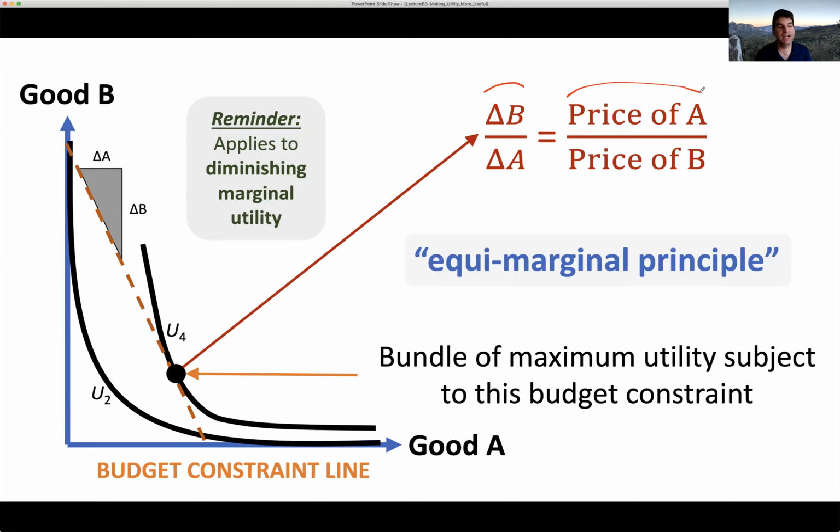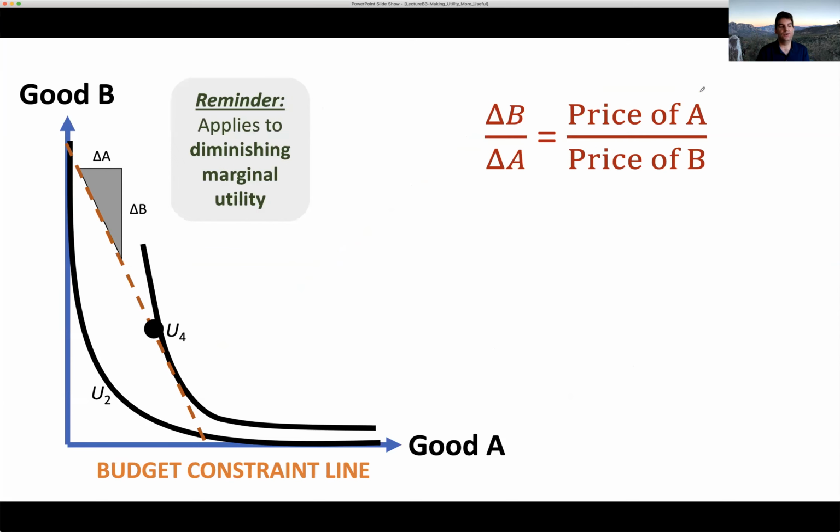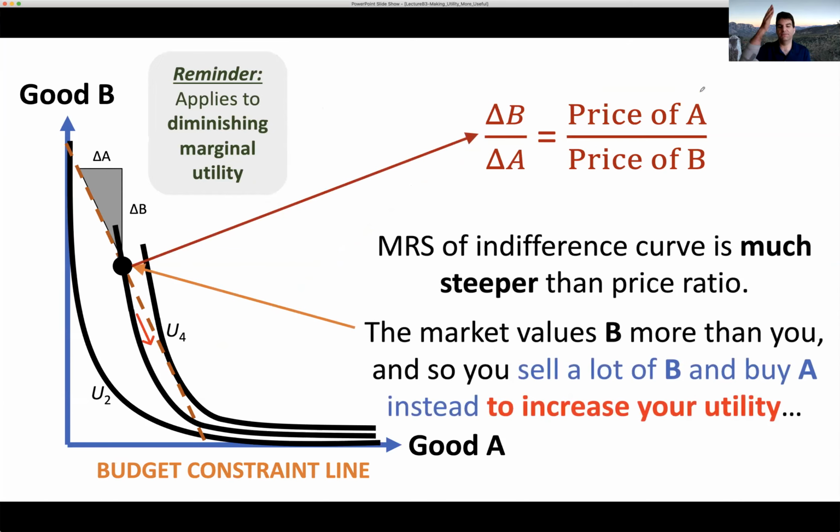But this only applies to diminishing marginal utility, all right? So these curves that are convex.